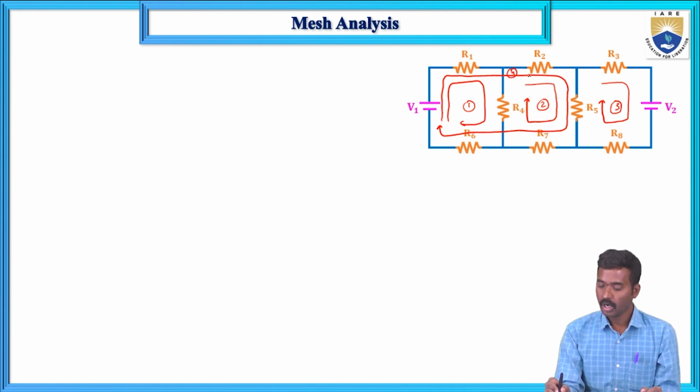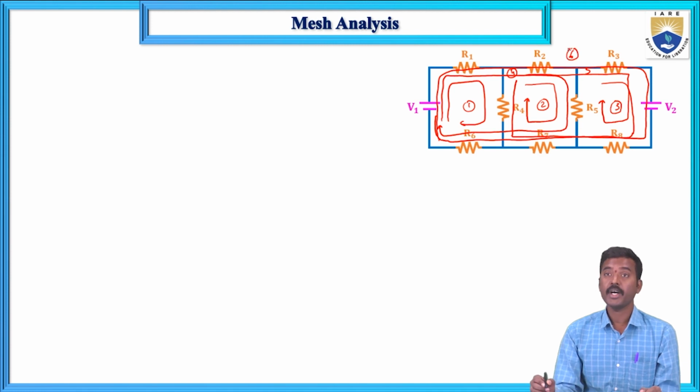Next, R2, V2, R3, V2, R8, R7. Next, R4, loop 5. Next, the final one, this one: R1, R2, R3, V2, R8, R7 and R6, V1. This is the sixth loop. The possible number of loops in the given network is total 6.